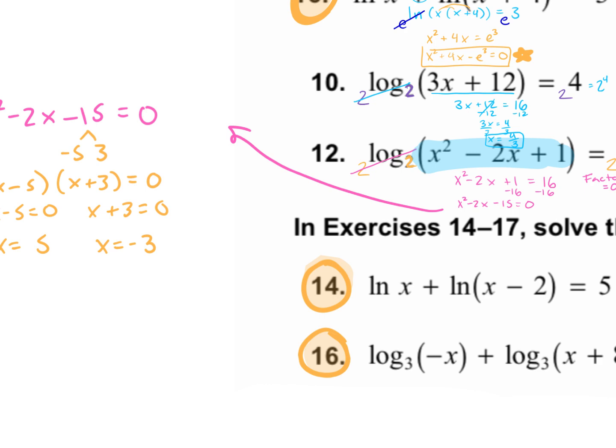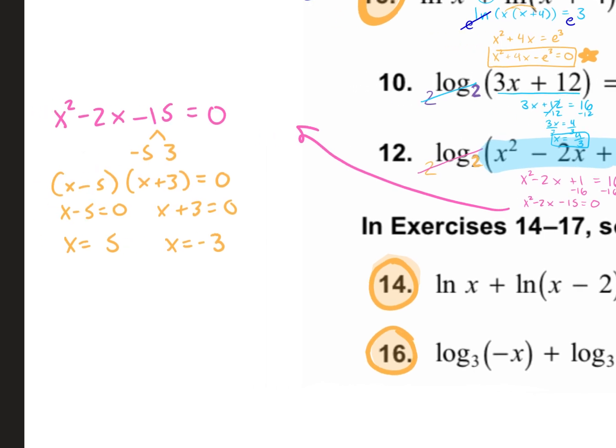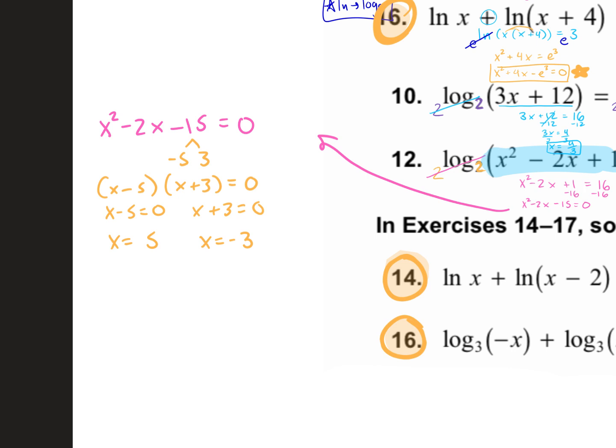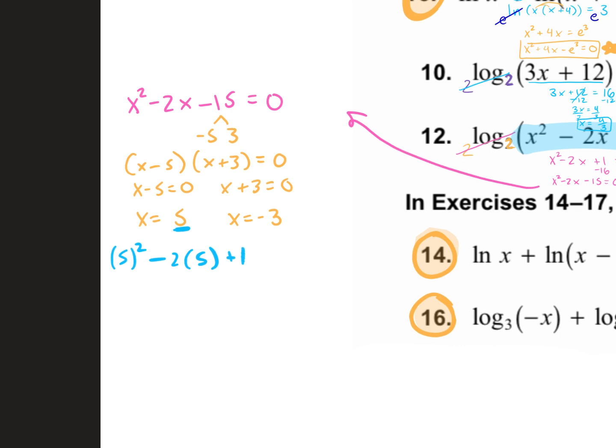in our log. Because what can a log not be? Negative. So we can't take the log of a negative, so we got to plug it in to make sure it's positive. So first let's plug in 5. So I have 5 squared minus 2 times 5 plus 1. So 25 minus 10 plus 1 would be 15 plus 1, which is 16. Can I take the log of 16? Yes, so 5 works. Let's try negative 3.